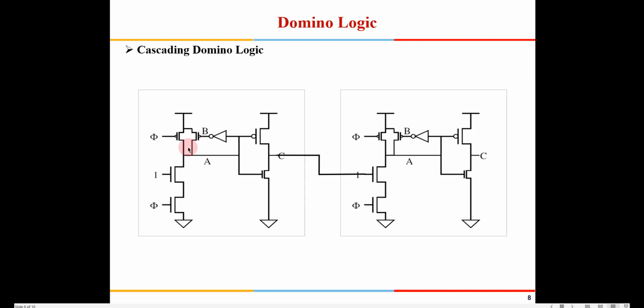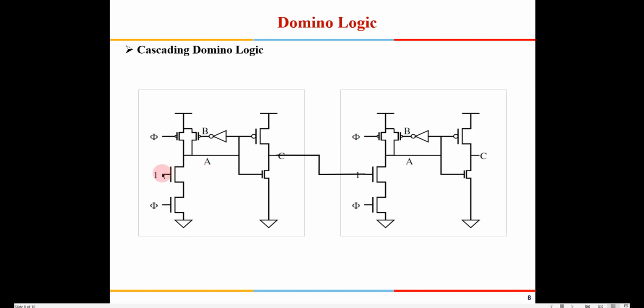Now let me just repeat it. When the clock is low, this node gets charged to 1, and because it is an inverter, this gets charged to 0, right? So this node gets charged. When the clock is going high, this is 0 here, so this 1 continues to remain 1, there is no issue at all. There is nothing going to happen here, and this output is going to be 0.